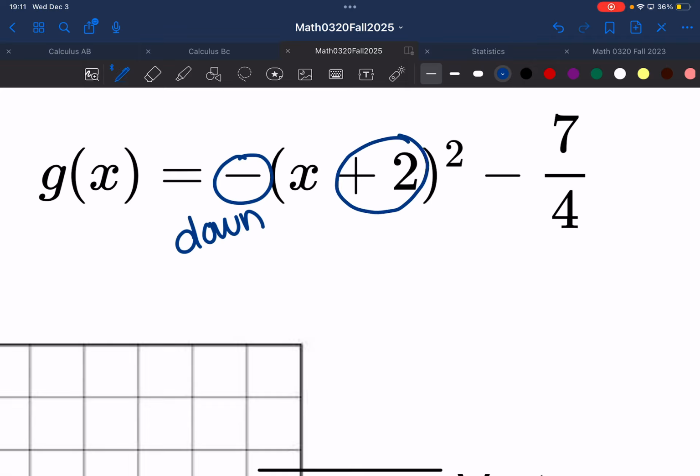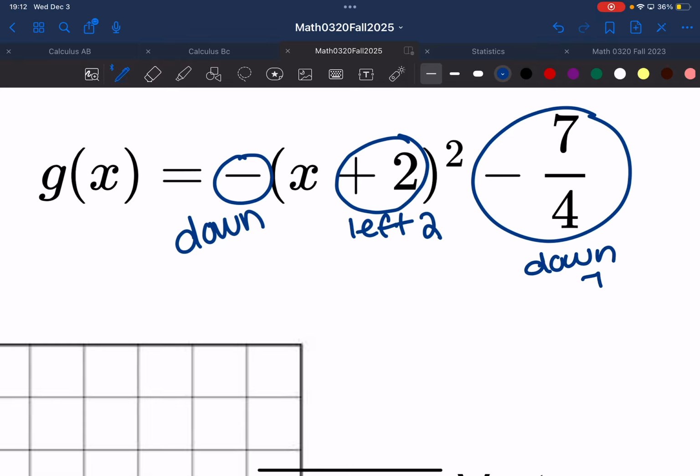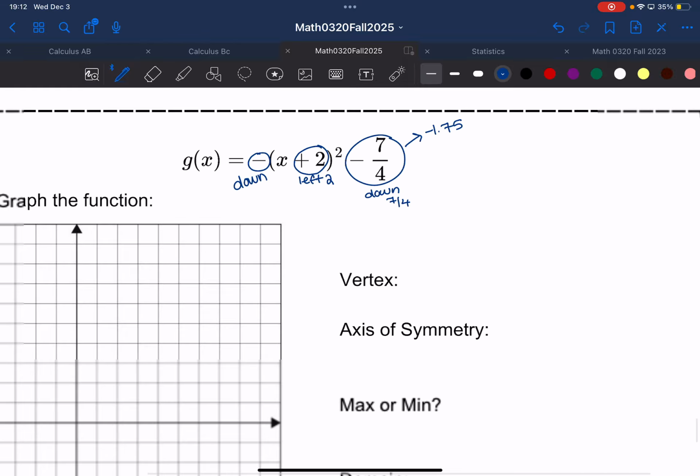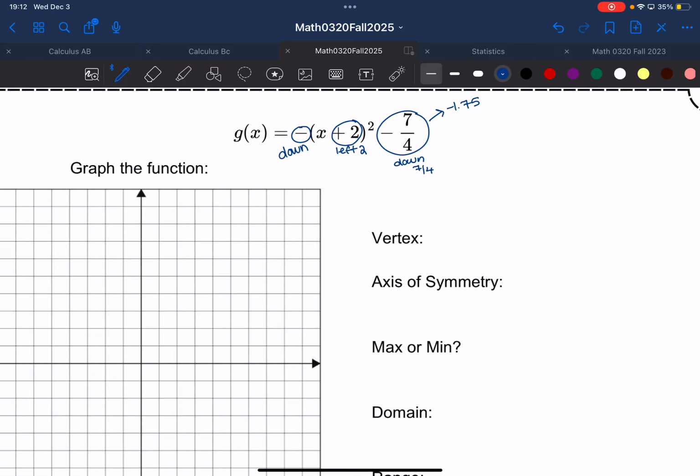What does this +2 tell us? The graph will go to the left 2. And what does this -7/4 tell us? It's going to be a negative 1.75. It's going to go down 1.75. Down 7/4. Do we have to turn it into a decimal? Yes, it would be easiest to graph a decimal. So does someone want to put that on the calculator? What's 7/4? 1.75. And it's -1.75. Okay, that would always be a good place to start. And then you can use that information to fill in the rest.